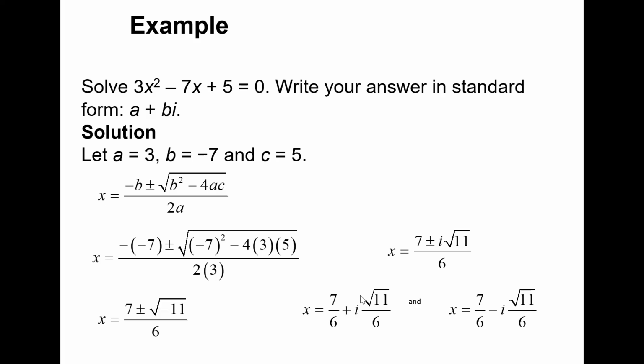And now we're going to put it into the a plus bi form. So a is 7/6, plus, and our b is going to be the square root of 11 over 6. And so this is in the form a plus bi. So this is our a, and our b. And the b has that negative attached in this case.